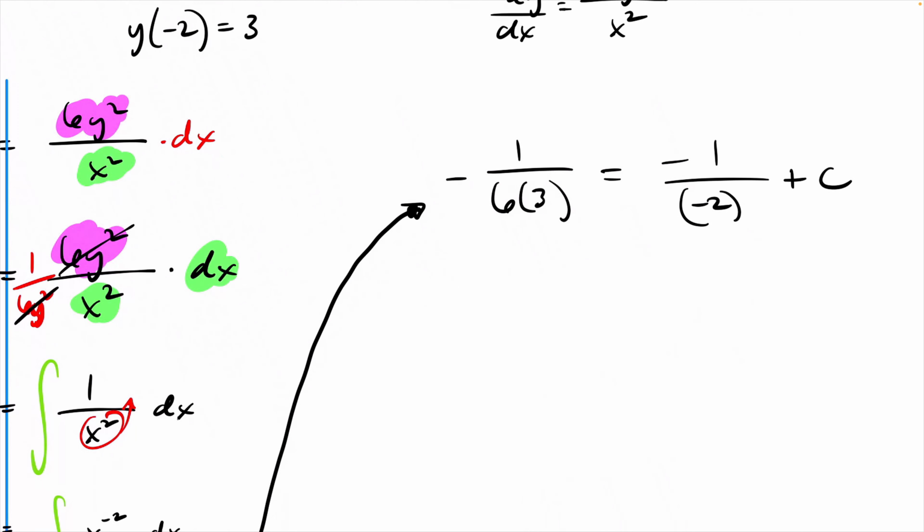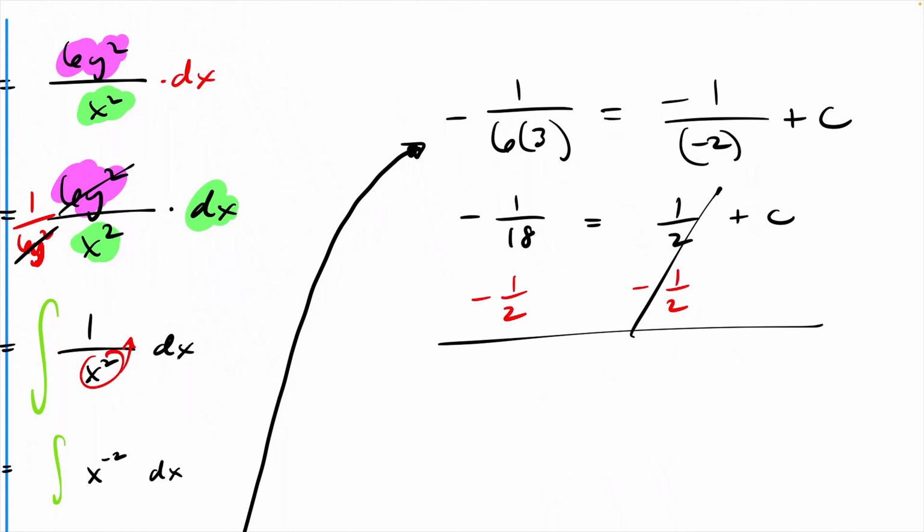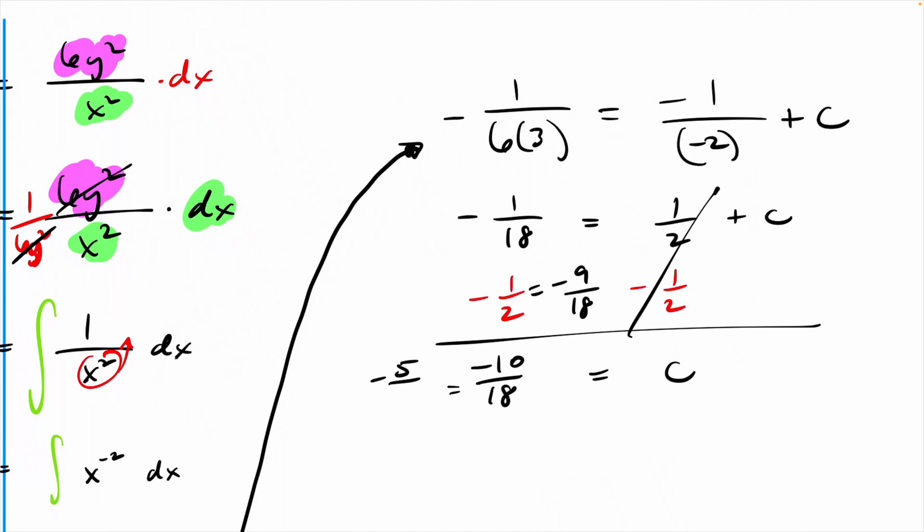I plugged in 3 twice. I shouldn't have done that. So this guy is still -1/18. This guy's a negative over a negative, so it's going to be positive 1/2. Subtract a fraction, but it's a different fraction. Okay. So 1/2 is the same thing as 9/18, right? So it's going to be -9/18. So -1/18 minus 9/18 is -10/18, which is the same thing as -5/9. So C is -5/9.